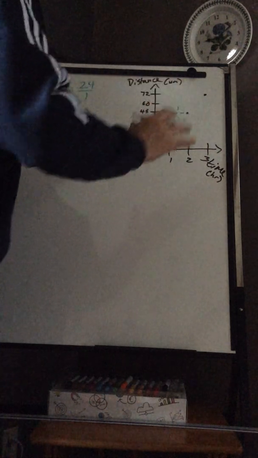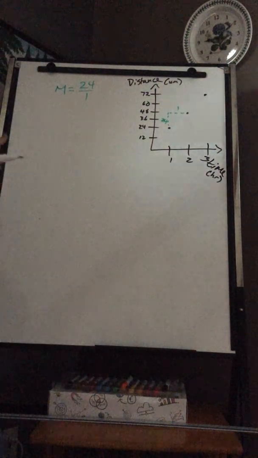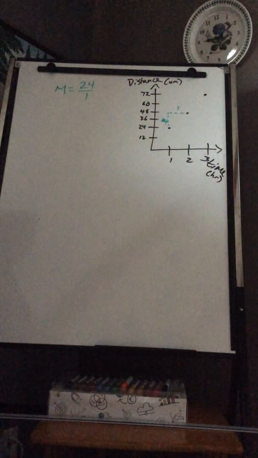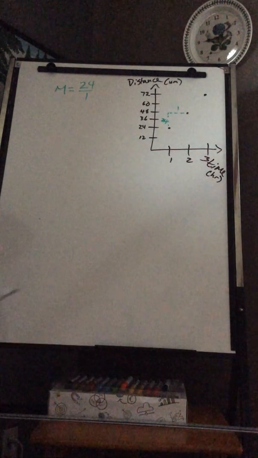There's no units when I'm talking about slope. It's in simplified form, 24 over 1. That's it for part 1. As long as I have a graph, finding slope should be easy.